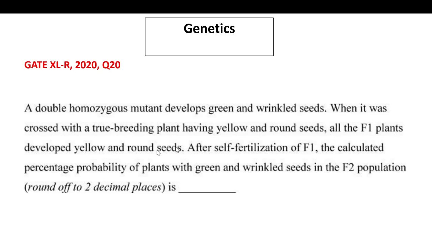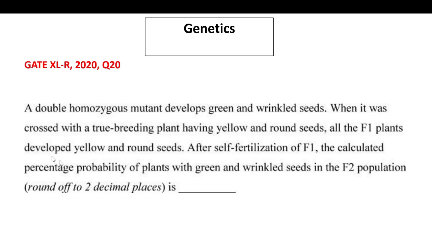All the F1 plants developed yellow and round seeds. After self fertilization of F1, the calculated percentage probability of plants with green and wrinkled seeds in the F2 population, rounded off to 2 decimal places, is?